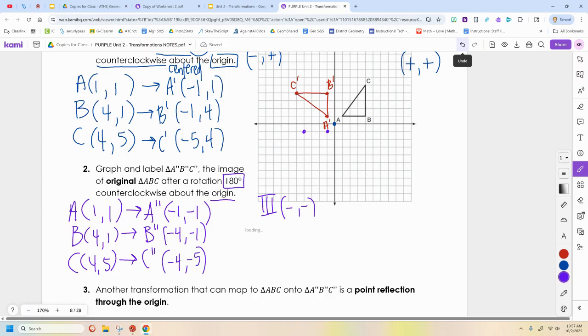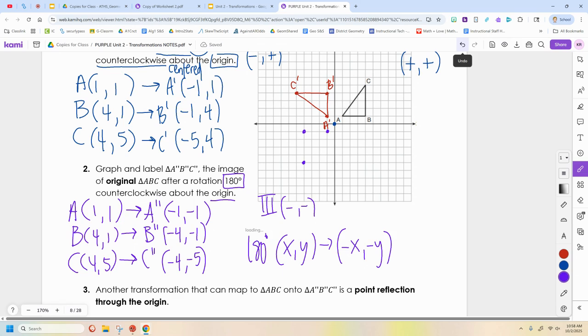Wait, so what just makes the other one negative? All it's doing is, so when we go to rules, the 180 rule is just negate. Change the signs on both. Don't switch the order. Wait, I just have a question then. And how is C prime and C double prime? (-4, -5).